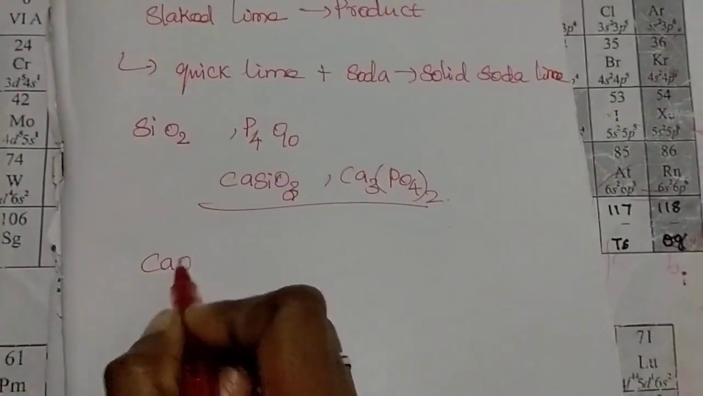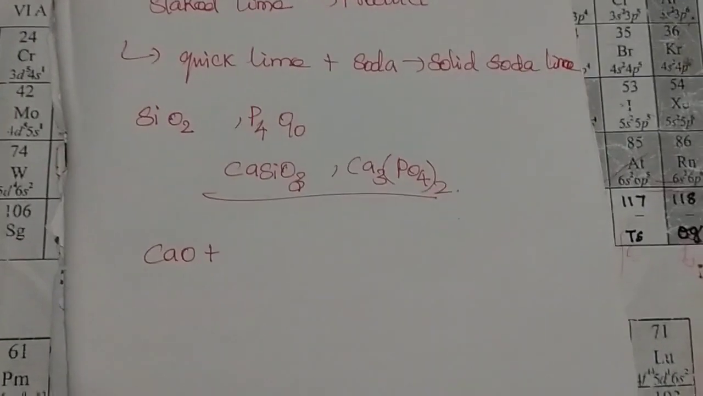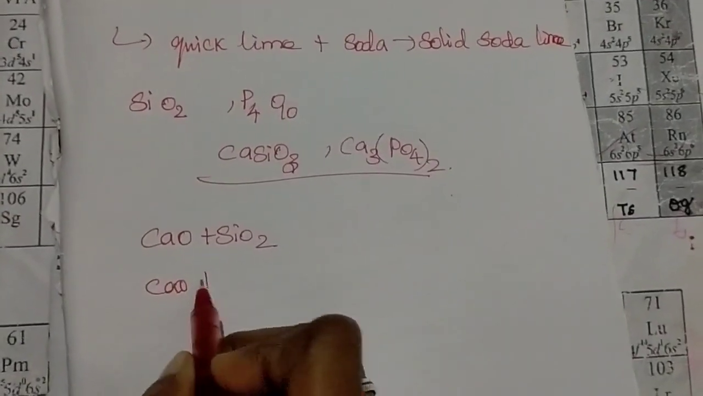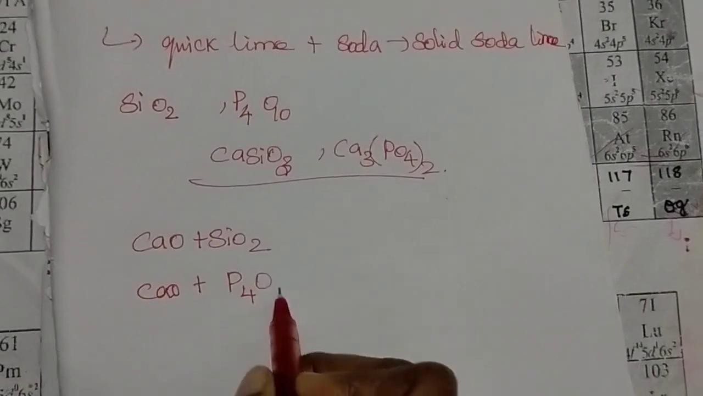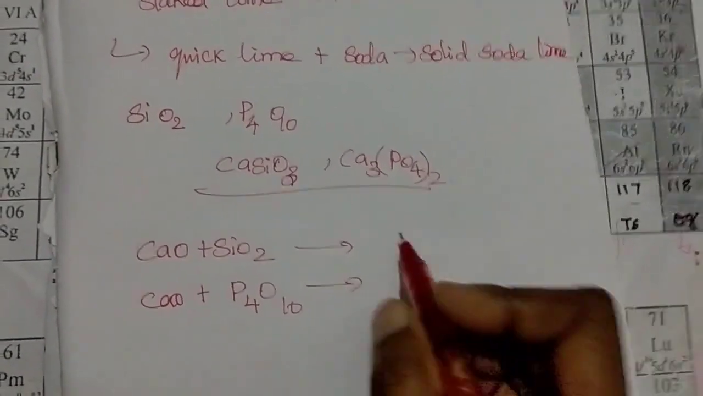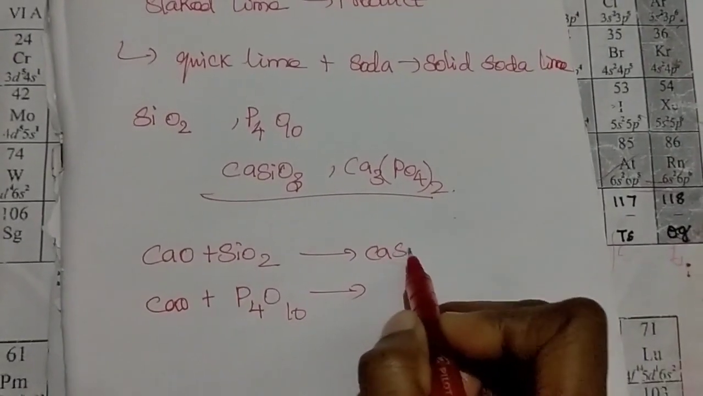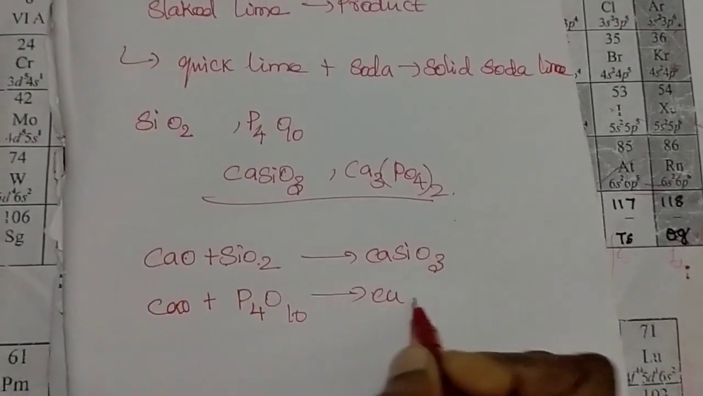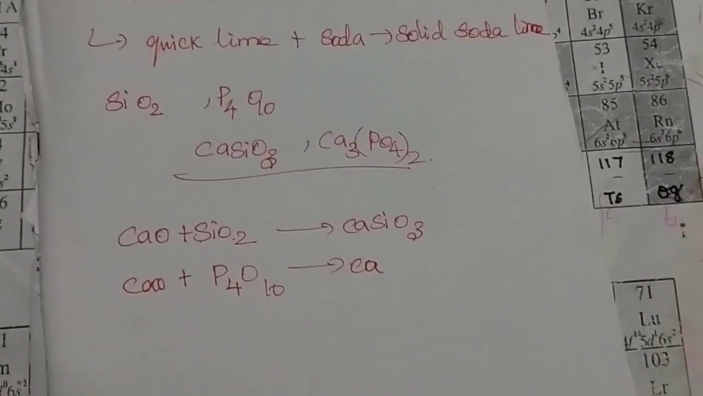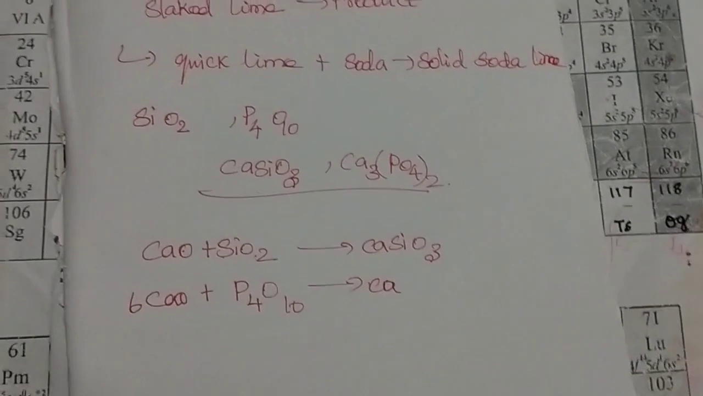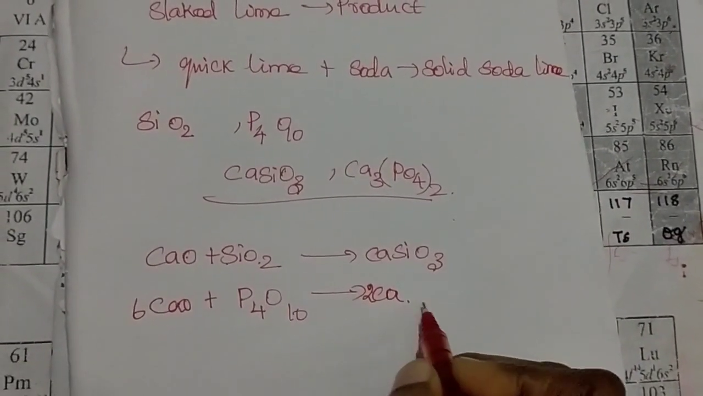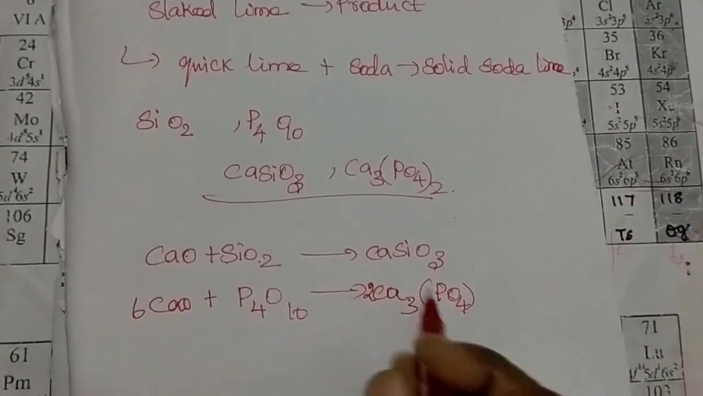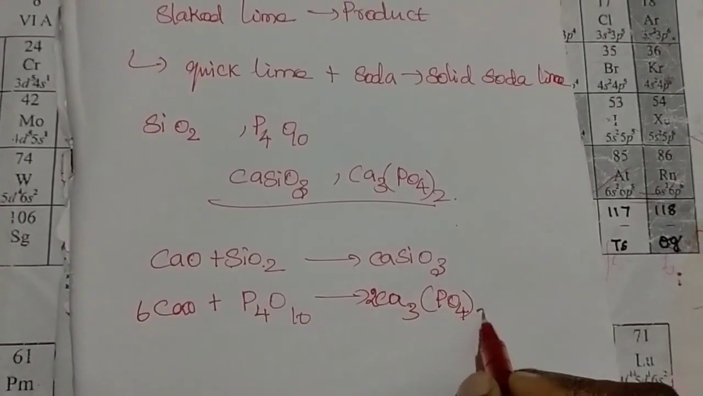So when calcium oxide, the solid calcium oxide, combines with acidic compounds like SiO2 and P4O10, the products will be CaSiO3 and Ca3(PO4)2.